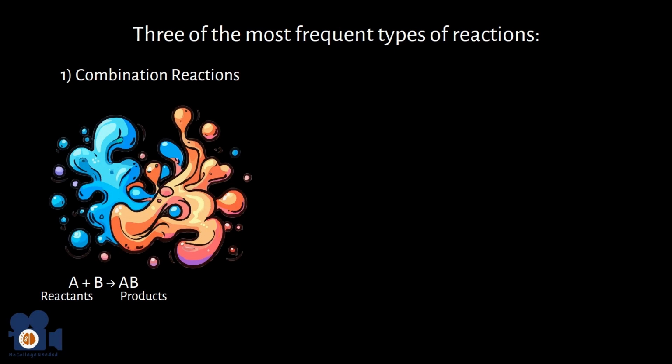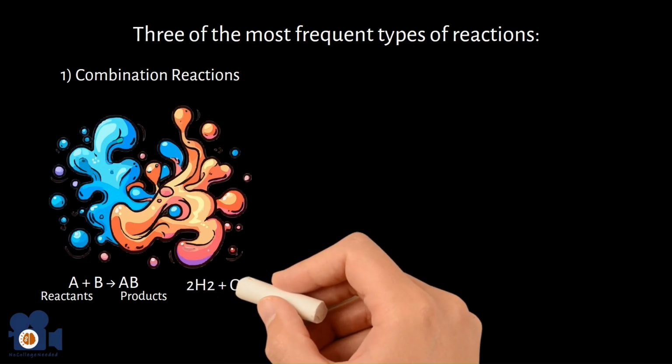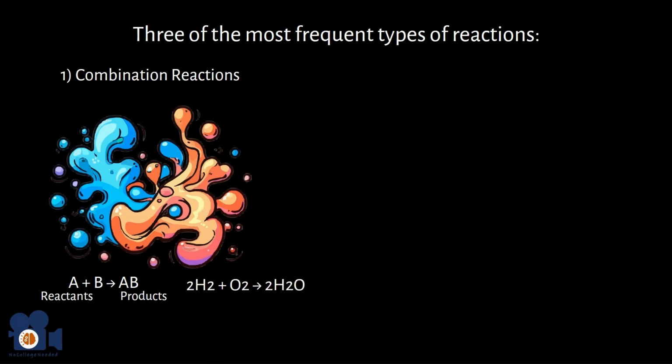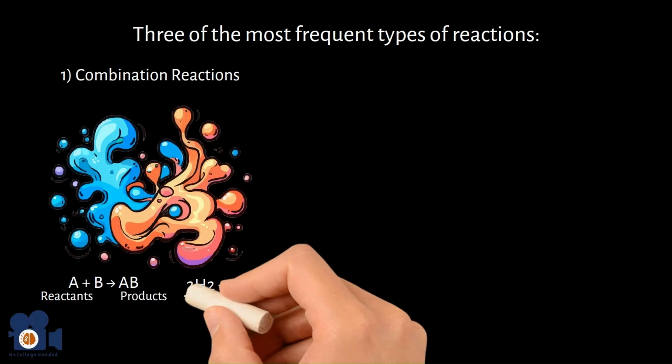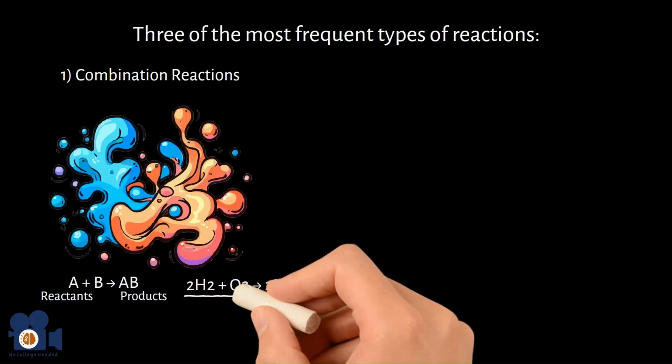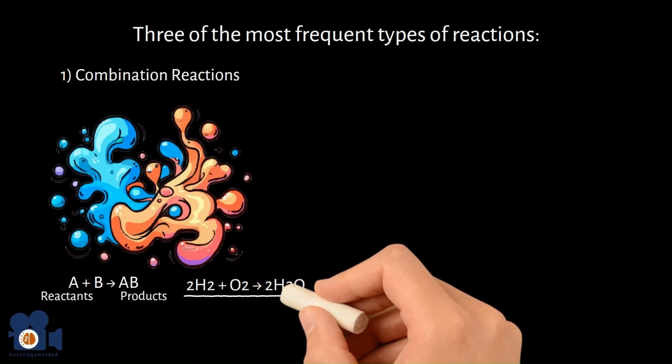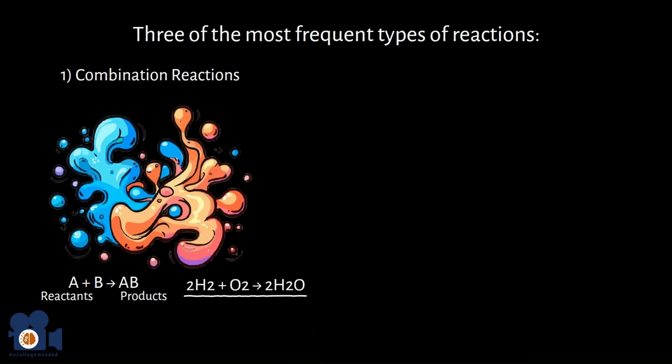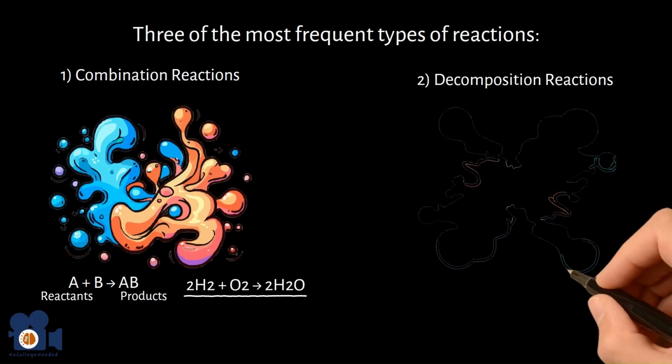One common example of a combination reaction is the reaction between hydrogen gas, H2, and oxygen gas, O2, to form water, H2O. The equation for this reaction is 2H2 plus O2 yields 2H2O. In this reaction, two molecules of hydrogen gas combine with one molecule of oxygen gas to form two molecules of water.